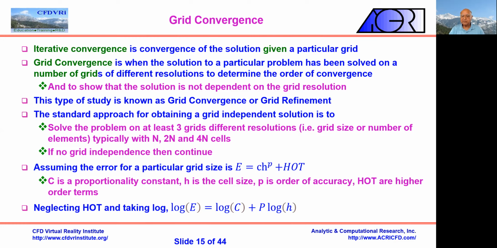Let's assume the error for a particular grid size is E, and the scheme you're using is accurate to the pth order of the grid size h, right? So E equals C h to the p, where C is a constant, plus higher order terms. If that is the equation that governs the errors, then we can neglect higher order terms for the moment and take the log of this equation. So we get log of E is log C plus p log h. So we can basically invert this equation now to get p out of it. We can get the order by inverting this equation, as we'll see, right?